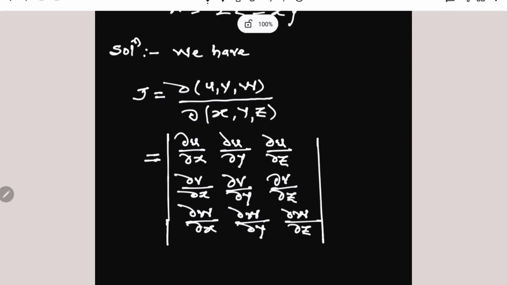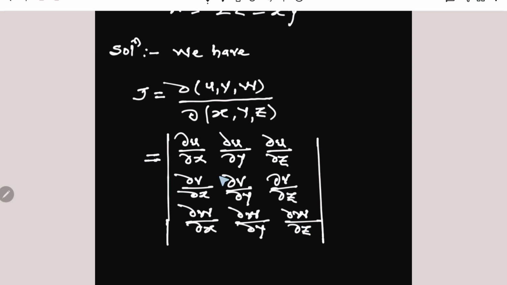To find the Jacobian, we apply the definition of Jacobian. J is equal to dou of (u, v, w) divided by dou of (x, y, z). It means we have to obtain the determinant containing the derivatives of u, v, w with respect to x, y, z. Therefore, in the first row, dou u by dou x, dou u by dou y, dou u by dou z. Second row, derivative of v with respect to x, y, z. And in the third row, derivative of w with respect to x, y, z.